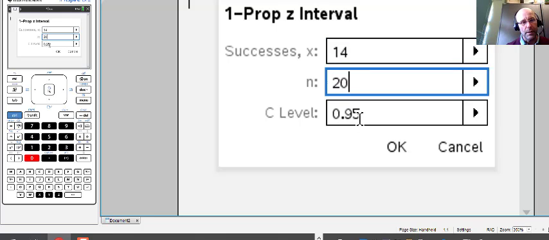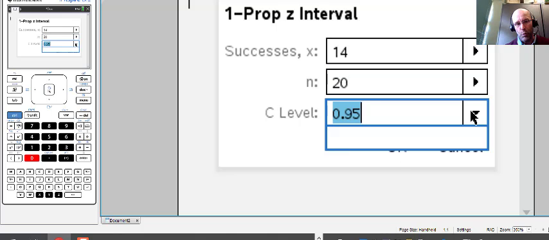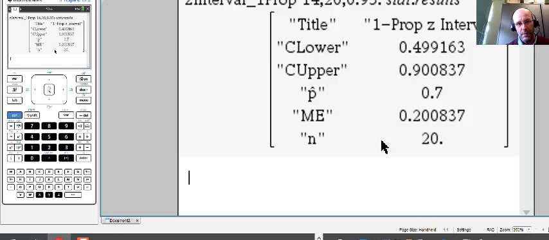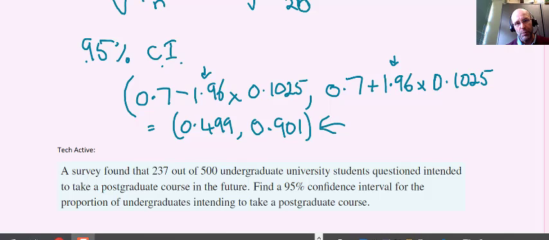And see how the interval's already set at 0.95, the 95% confidence level, so we don't need to change that. These can be changed to other values. You can enter in other values, but I'm going to leave that there because that's what we want. And you can see that we've got 0.499, and if we round that, 0.901. That's the same answer.